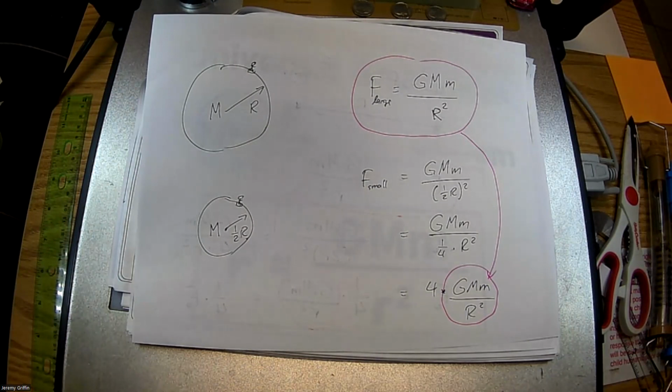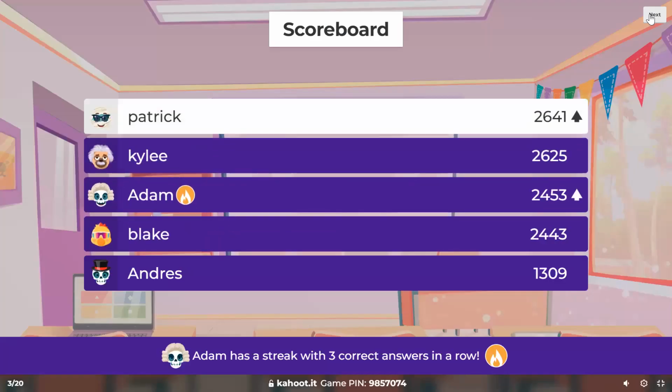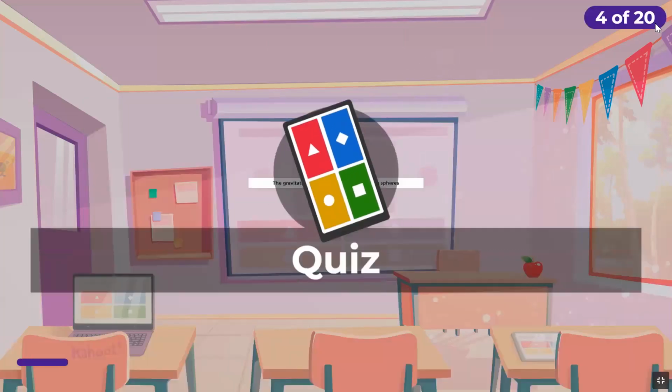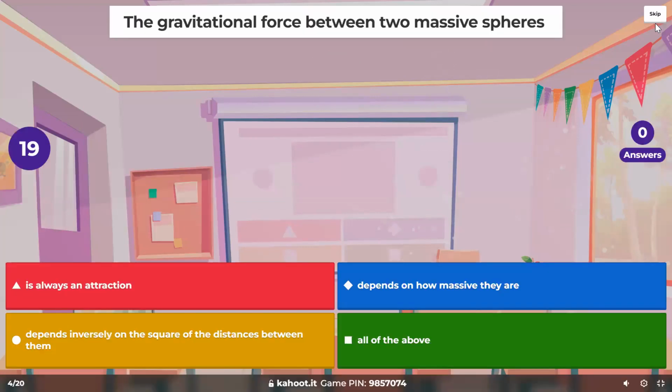I'll check a scenario there. All right, we got Andres, Blake, Adam, Kylie, Patrick. The gravitational force between 2 massive spheres.